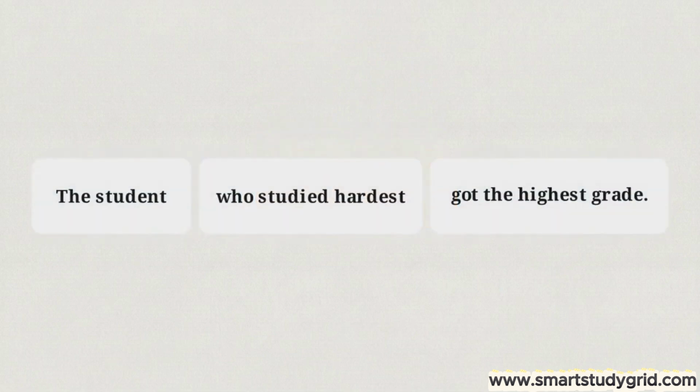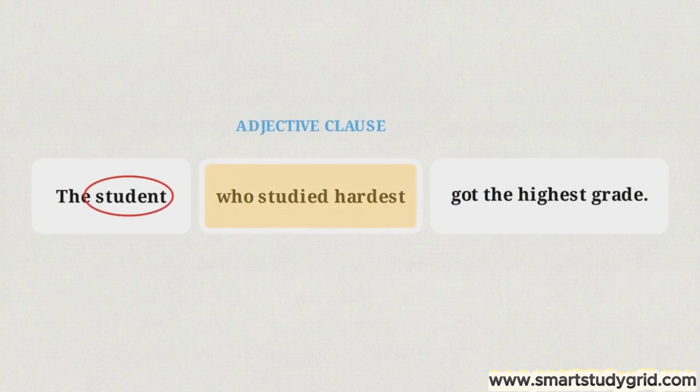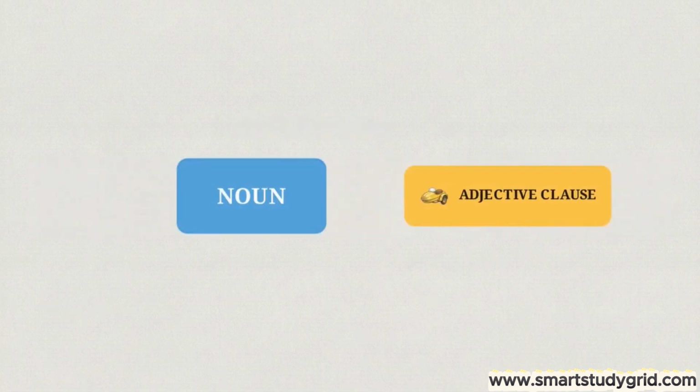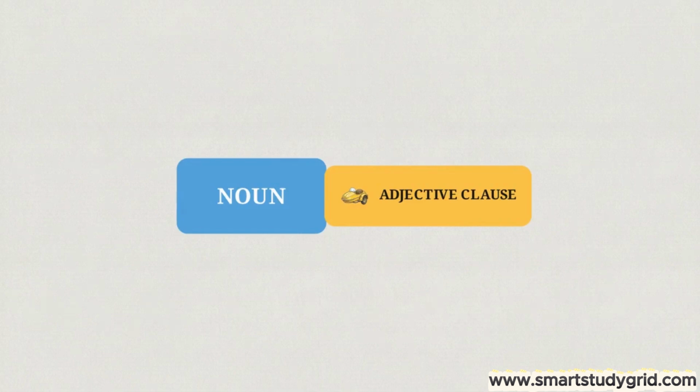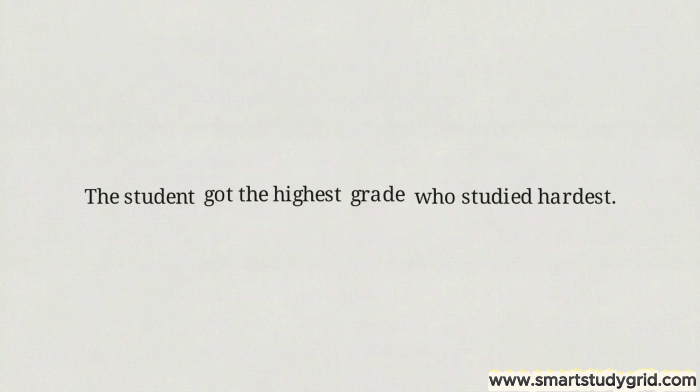Take this sentence. The student who studied hardest got the highest grade. The phrase who studied hardest is interrupting the main thought. But if we look at what it's describing, it traces directly back to the noun, student. That makes it an adjective clause. The clause splits the sentence in half because an adjective clause needs to park as close as possible to the noun it modifies. If we moved it to the very end of the sentence, it would sound like the grade studied hard, not the student.